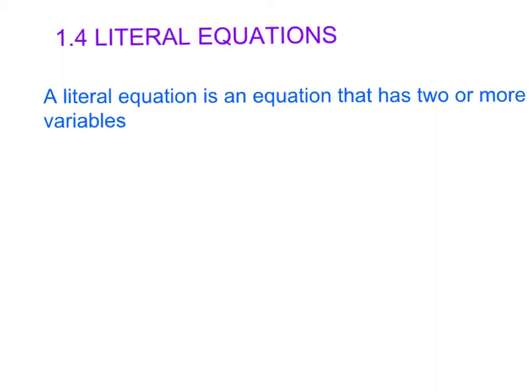A literal equation is just an equation that has two or more variables. So basically, it's an equation with more than one letter. So if you had 5x plus 2 equals 10, that's an equation because there's only one letter. If you had 5x plus 2y equals 10, there are two letters, therefore it's a literal equation. Now, with a literal equation, you're going to solve for one variable in terms of the other.